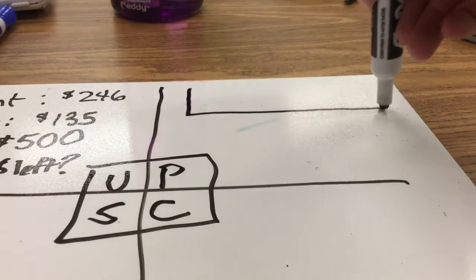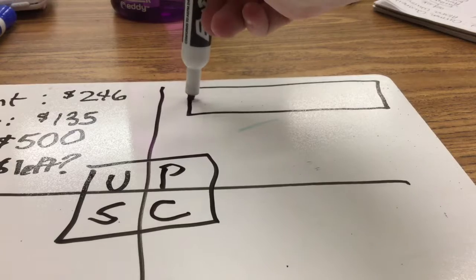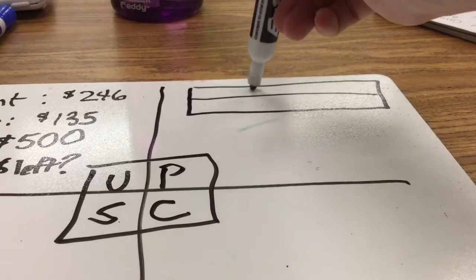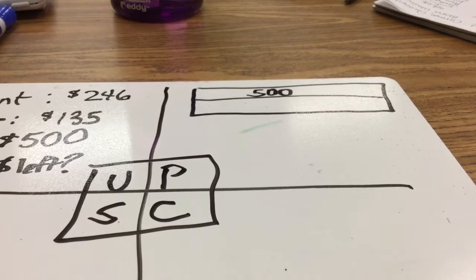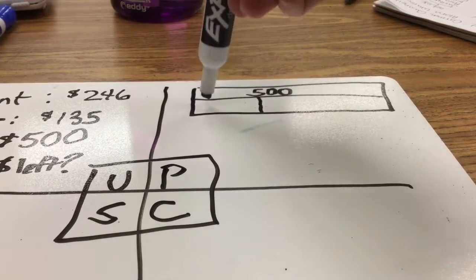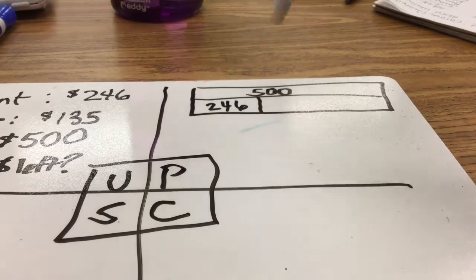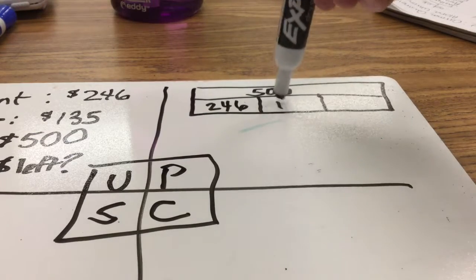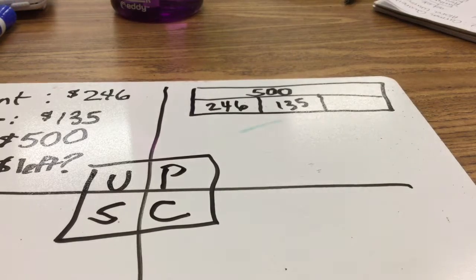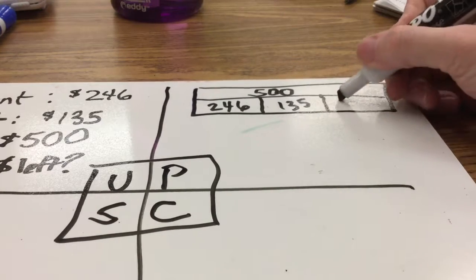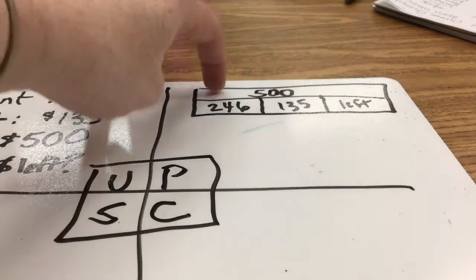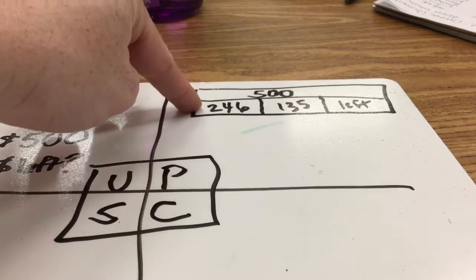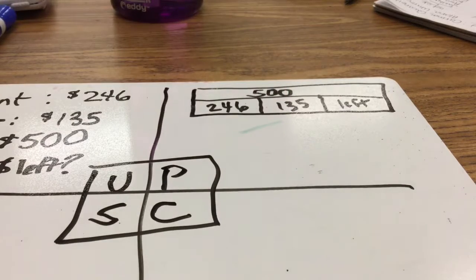I'm going to show you kind of the part whole diagram to show how it would look. So I know that in all, he has $500. I know that he's putting $246 towards clothes, and he's putting $135 towards shoes. I want to know what is left for him to continue shopping with. So there are two ways I can do this. I could do 500, take away 246, and then take away 135.